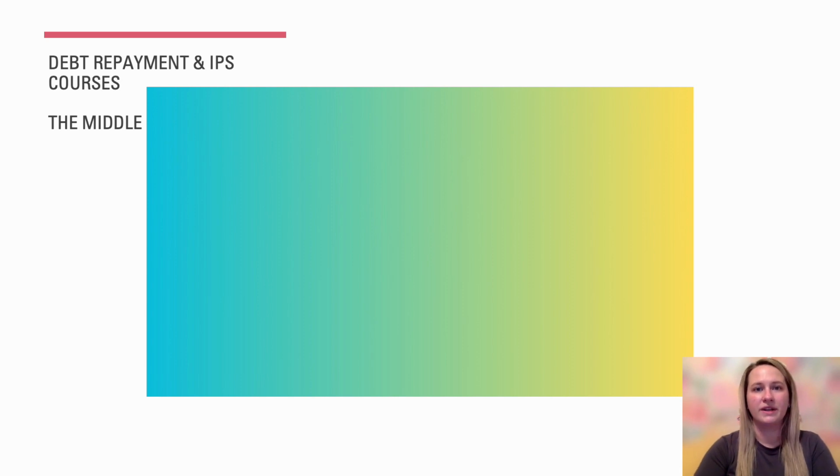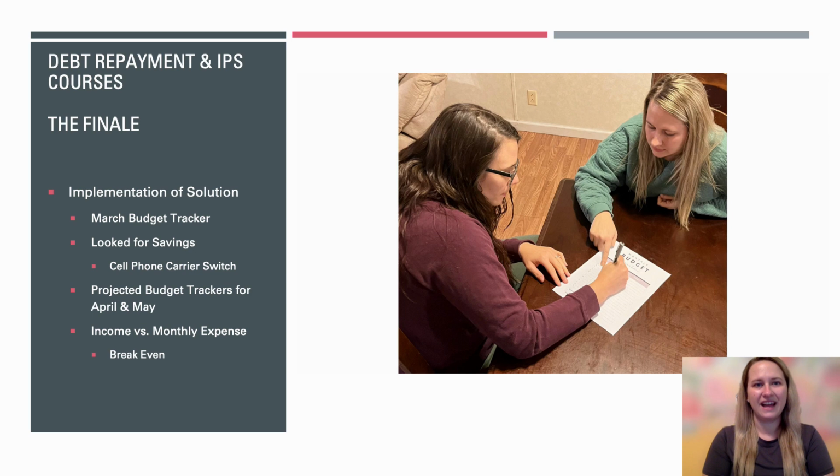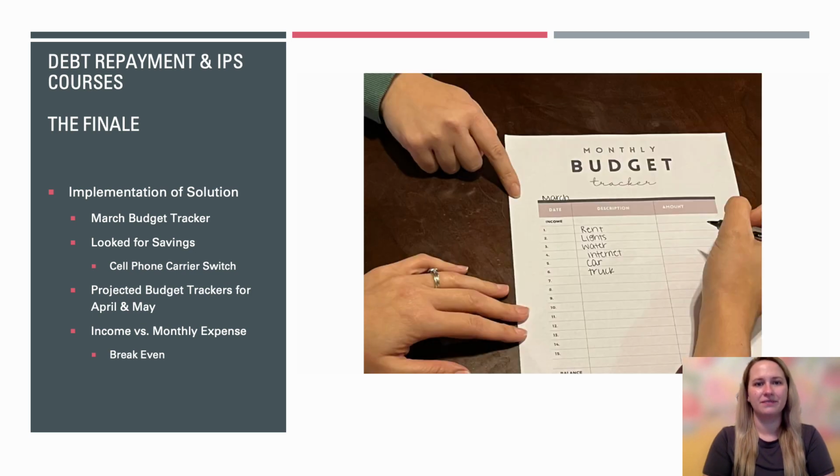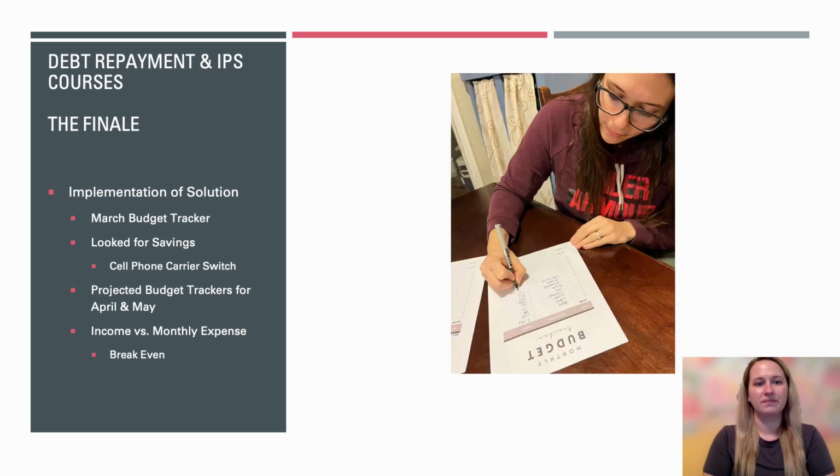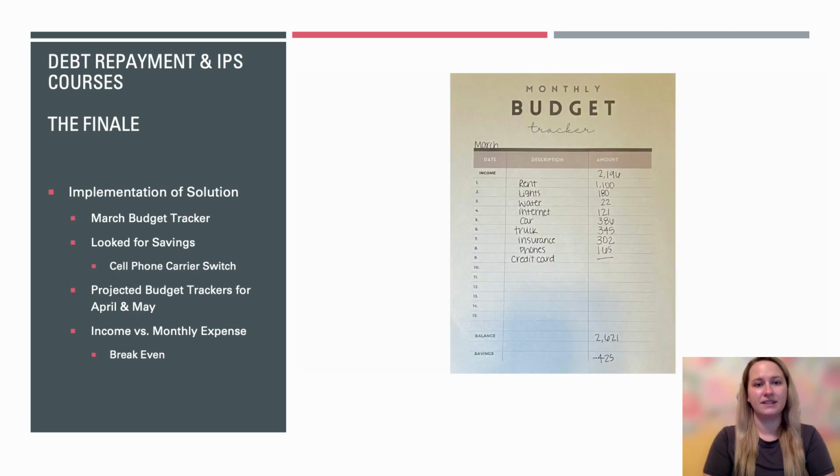Now we know about the research and what I have asked everyone. Now let's talk about how I implemented this research to learn more. The finale. The last step was implementation of a solution. We started by filling out a monthly budget tracker for the month of March. After filling out this tracker, we looked for potential savings.